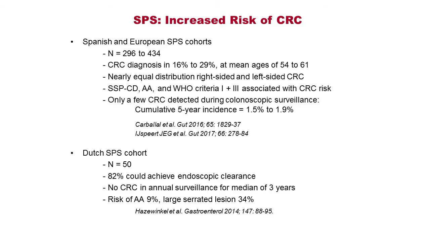The presence of serrated polyps, sessile serrated polyps with dysplasia, the concomitant presence of advanced adenomas, and having both WHO criteria 1 and 3 present together are all associated with colorectal cancer risk. The good news is that this colon cancer risk appears to be front-loaded. Most patients are diagnosed at the time you actually diagnose serrated polyposis syndrome. And the cumulative 5-year incidence is lower, 1.5 to 1.9% in these studies.